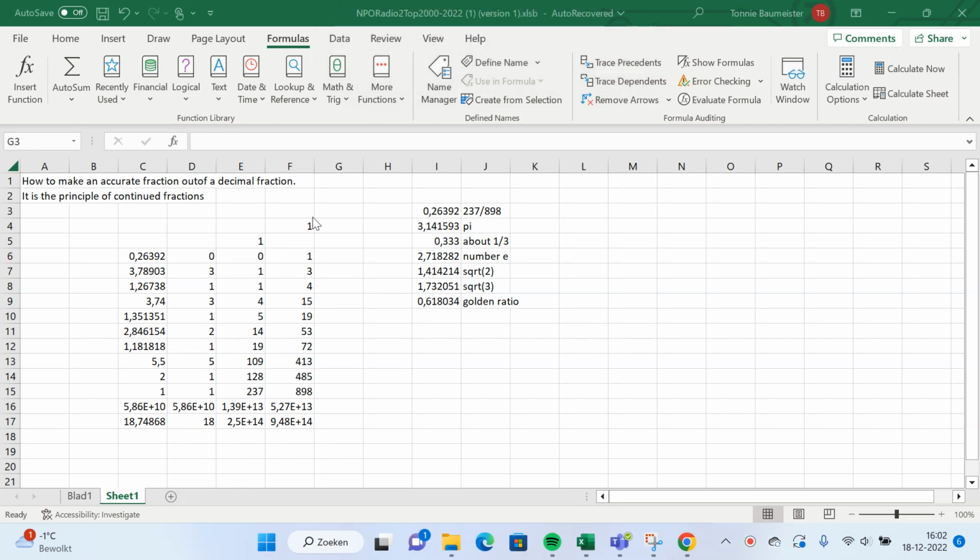Hello, my name is Tony Bouwmeester and I want to show you how you can make an accurate fraction out of a decimal fraction with the help of Excel. And it is about the principle of continued fractions.